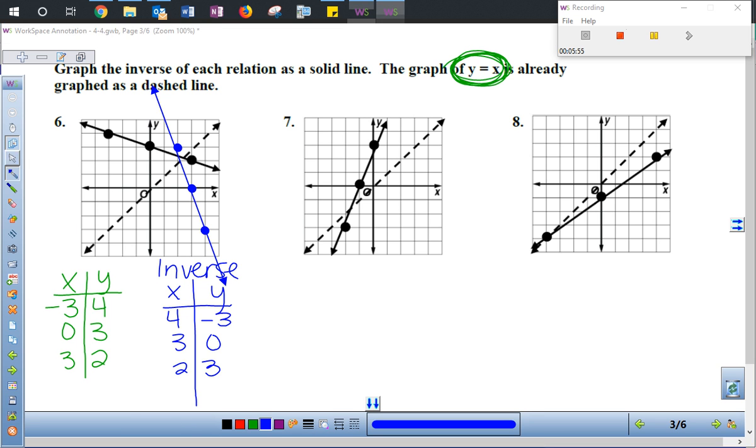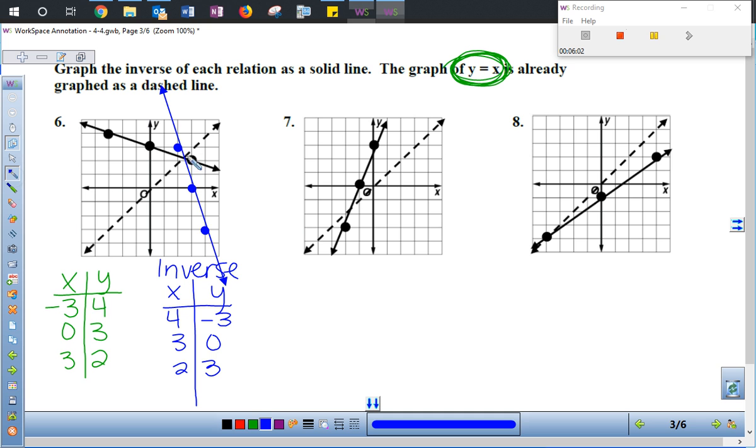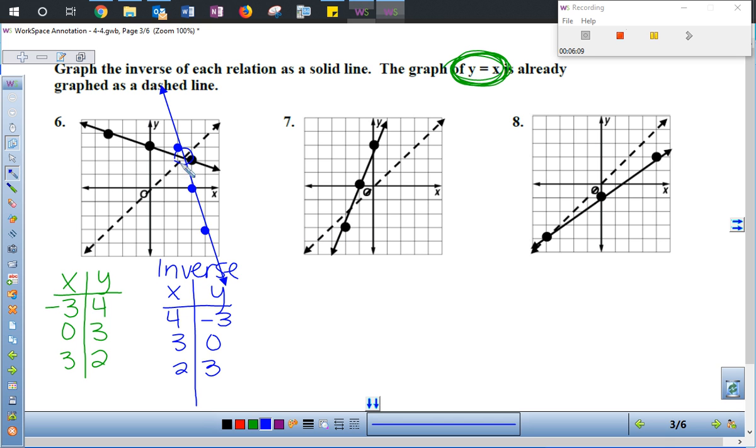Now, if you'll notice, there we go, our 2 lines intersect directly on that dashed line of y equals x, and that has to happen every single time. Because if you'll notice, if you were to fold your paper down this dashed line, these 2 lines would lie directly on top of each other. That's what inverses are. They are reflections of one another over this line of y equals x.